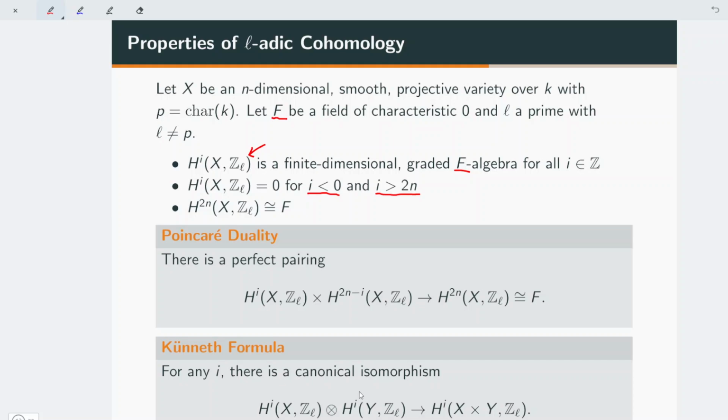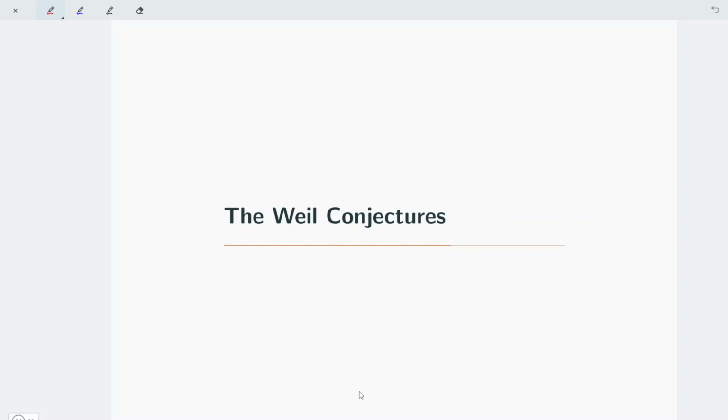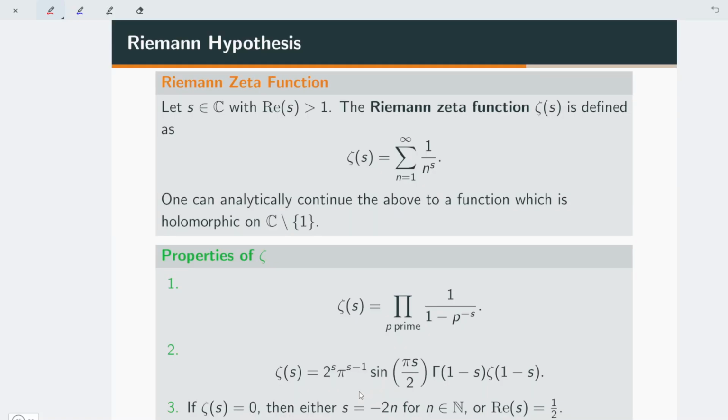Okay, so like I said, these properties were more or less all used to prove the Weil conjectures. So let's look at the Weil conjectures and how they followed. I mentioned at the very beginning, the Weil conjectures are looking at analogies of the Riemann zeta function and the Riemann hypothesis for varieties over finite fields. So let's remind ourselves what those things are. The Riemann zeta function, naively, you define it for complex numbers s with real part bigger than 1. You define it as this infinite sum of the reciprocals of powers.